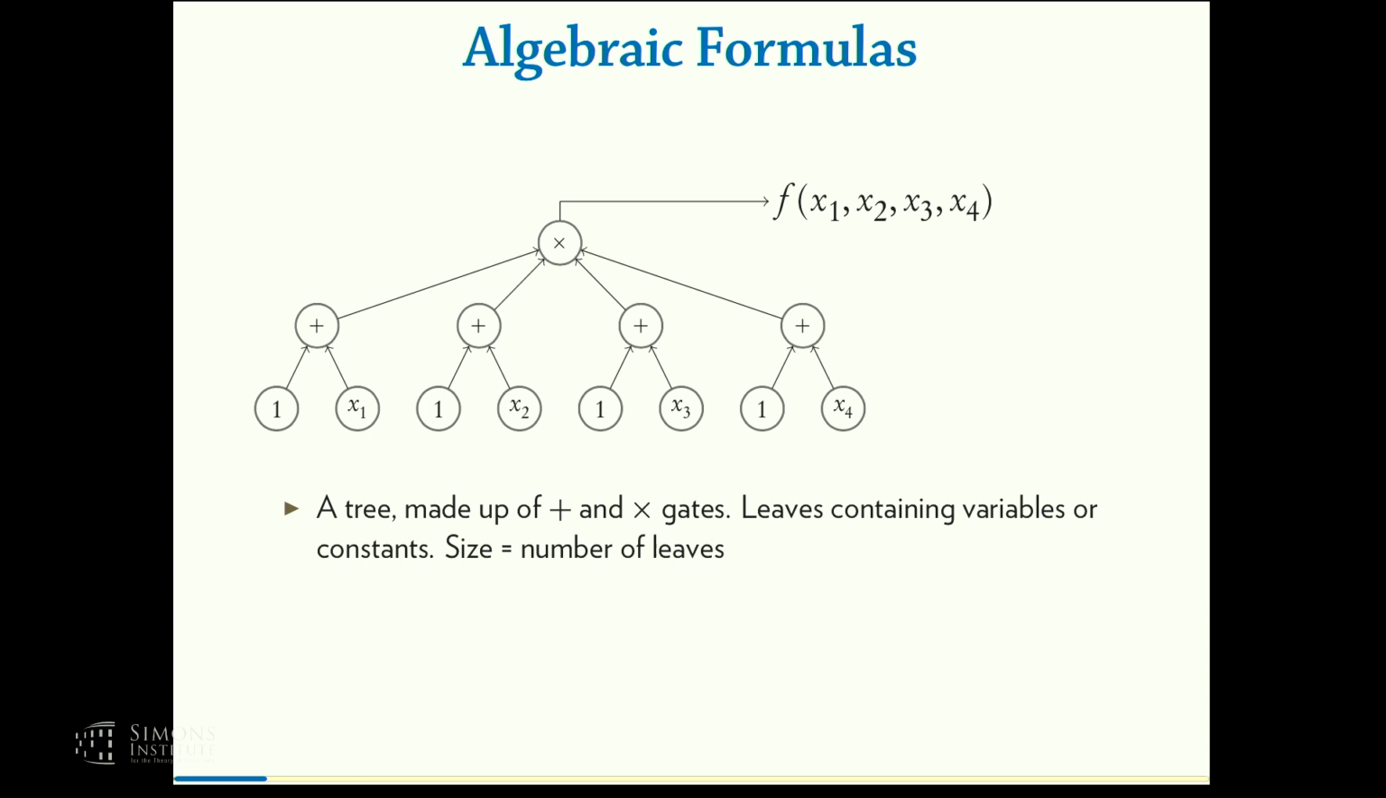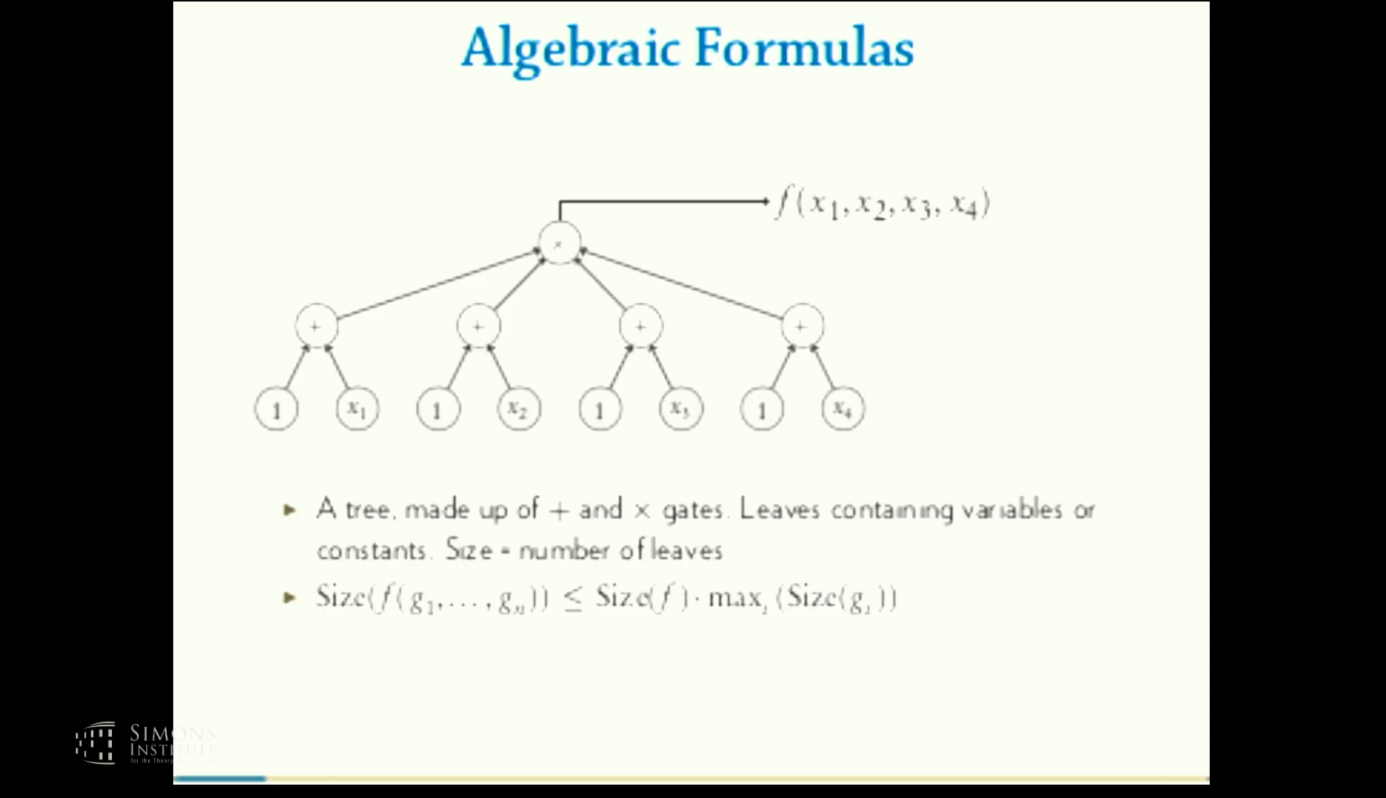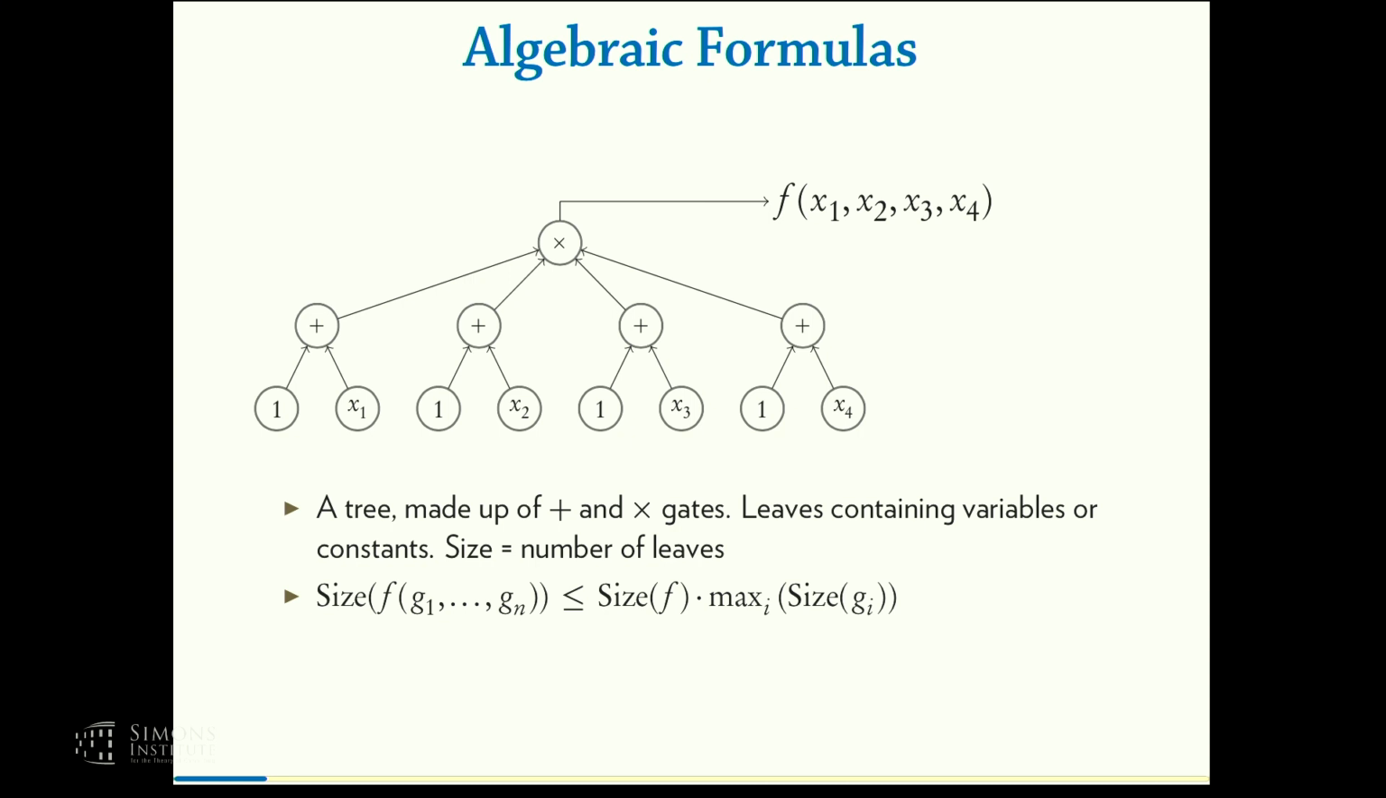The reason I'm going to use this as the measure of complexity is because it behaves nicely when we do compositions. That is, if I have a formula computing f, and to its variables I plug in formulas of small size, then the total formula size becomes a product, where it's just the size of f times the largest size of g. It's just easier to see if you work with the number of leaves.